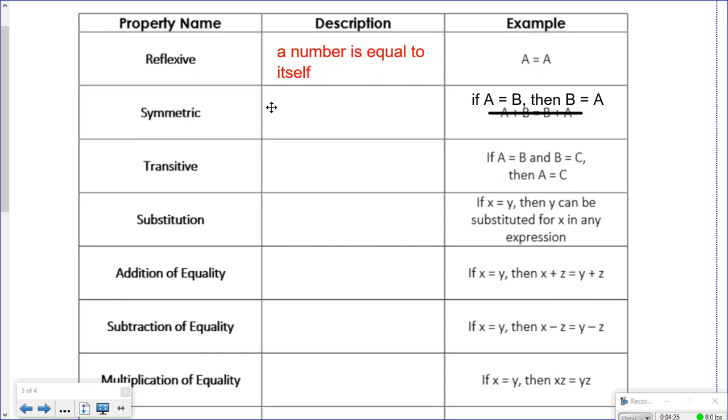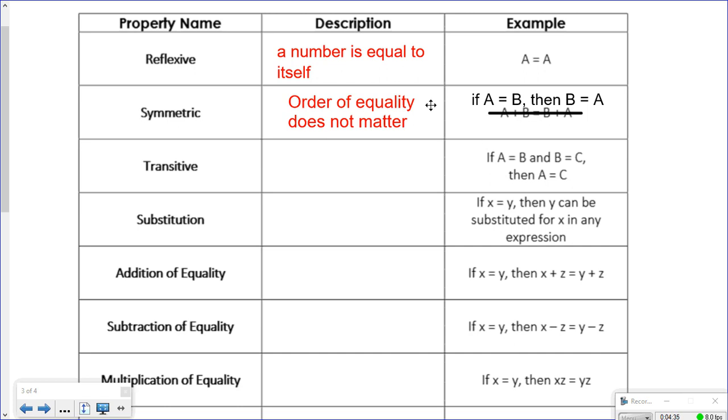Symmetric says that the order of the equality, meaning the order of the equation, does not matter. I wrote the wrong thing, so you can cross it out. You can flip your equation around and it still means the same thing. So if you say A equals B and someone next to you says B equals A, you'd both be right. They both mean the same thing. Transitive property says that two numbers equal to the same number are equal to each other. So if A equals B and B equals C, then A must equal C.